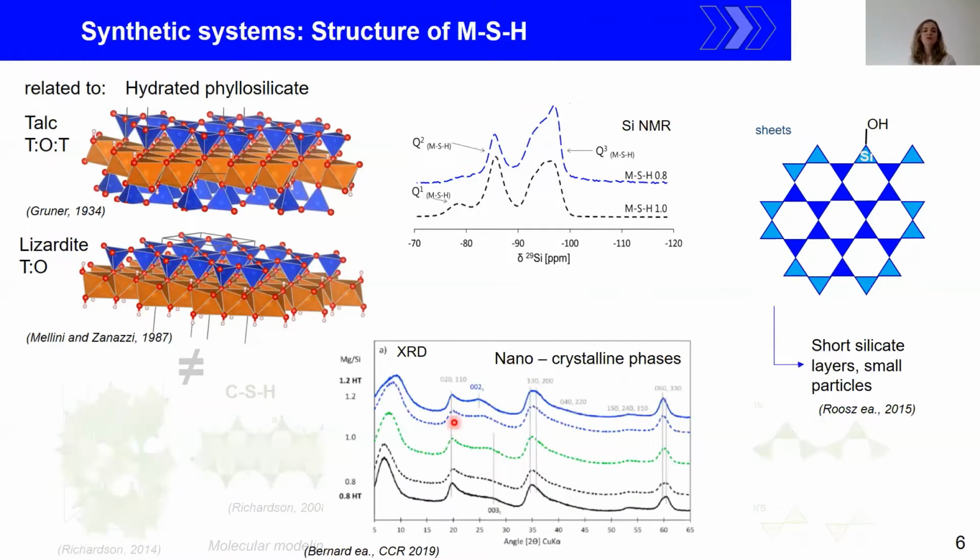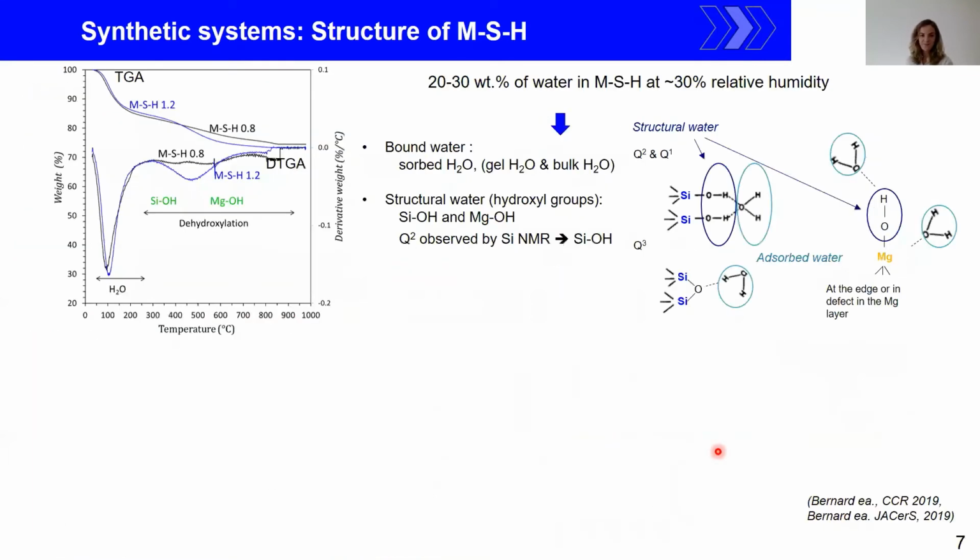Now, if we focus on the M-S-H, we have also quite a lot of Q2 in the structure, and this has been associated to very short layers. So very small particles, and also if we go back to any XRD of M-S-H, we have those broad humps, and you can see that it's not really crystalline. I mean, it's known as a nanocrystalline phase.